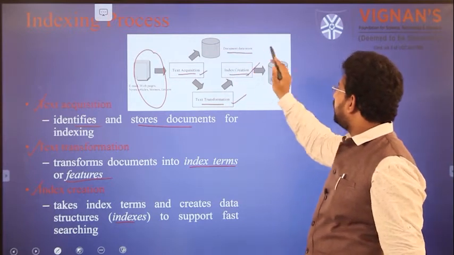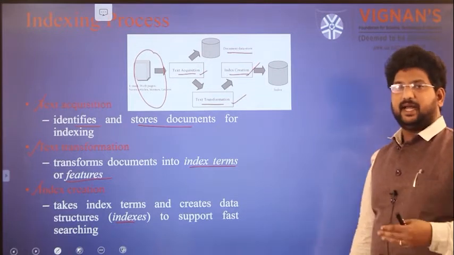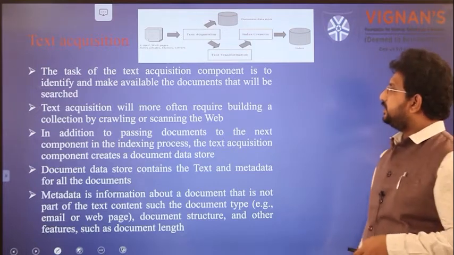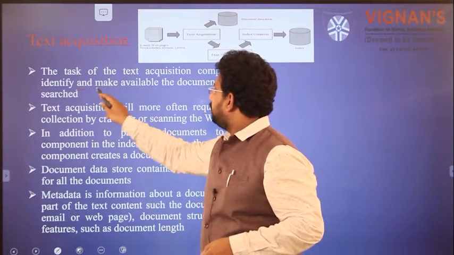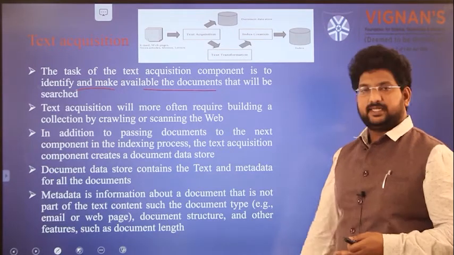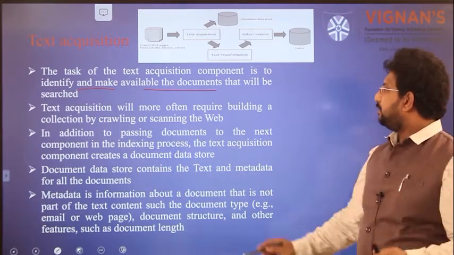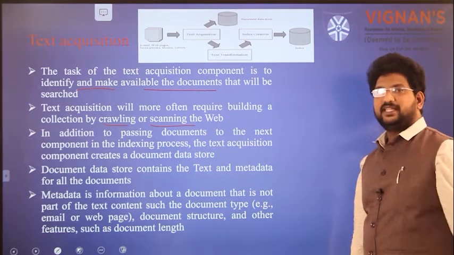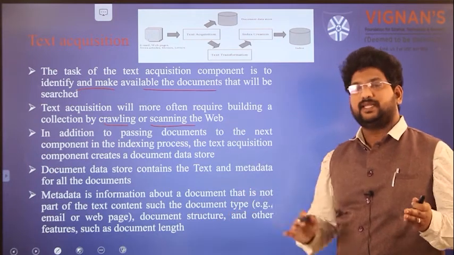Here you will be having the document data store. It is a huge collection of documents, consisting of metadata and data. The task of the text acquisition component is to identify and make available the documents that will be searched. Text acquisition will often require building a collection by crawling or scanning the web. I already explained this by showing the spider diagram in the previous slides. The spider can crawl throughout the web, or otherwise scan it.